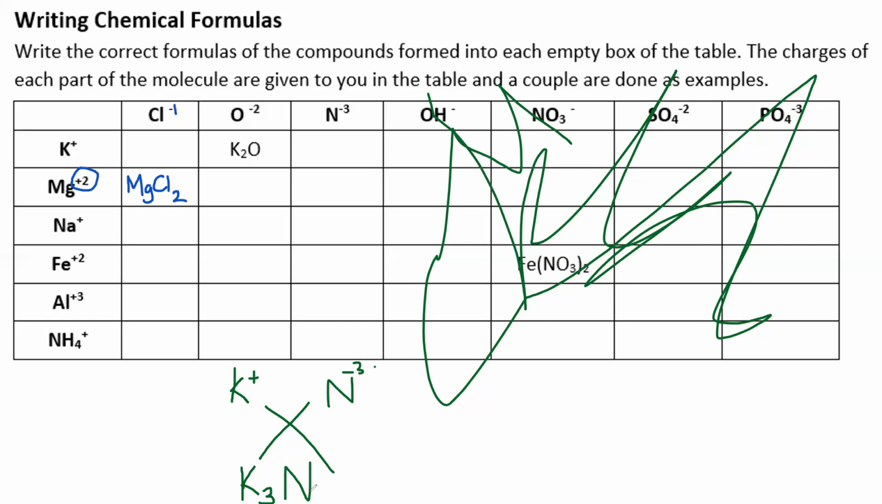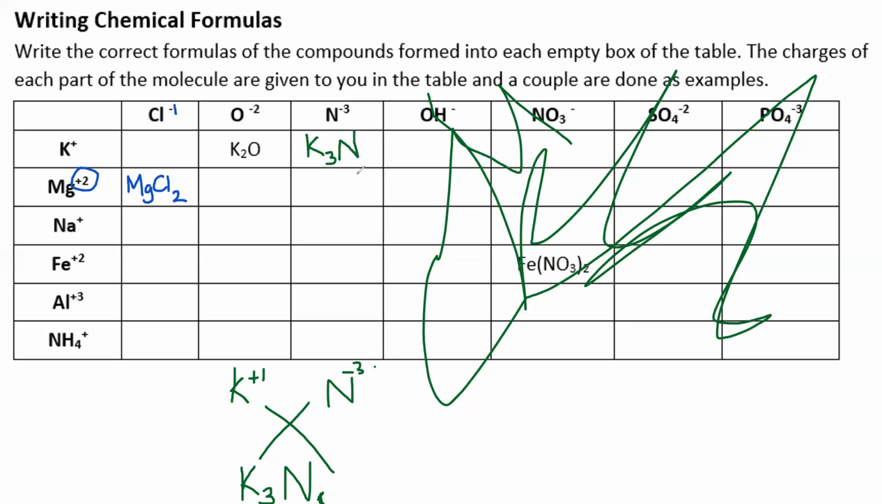Okay, it's going to be just a normal N, no number, because remember K was just +1. We don't put the +1 there. We just imagine that it's there, but we don't actually write it down. Okay, so that will be our formula. So where was that? It's here, K3N.